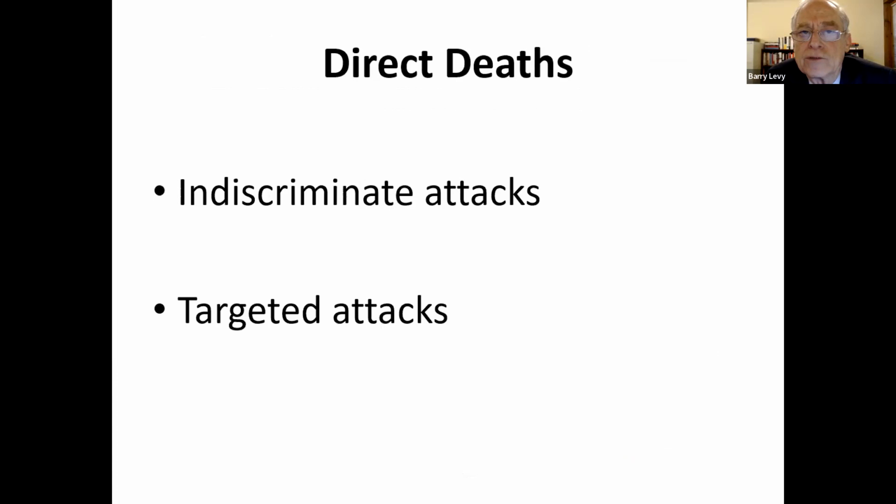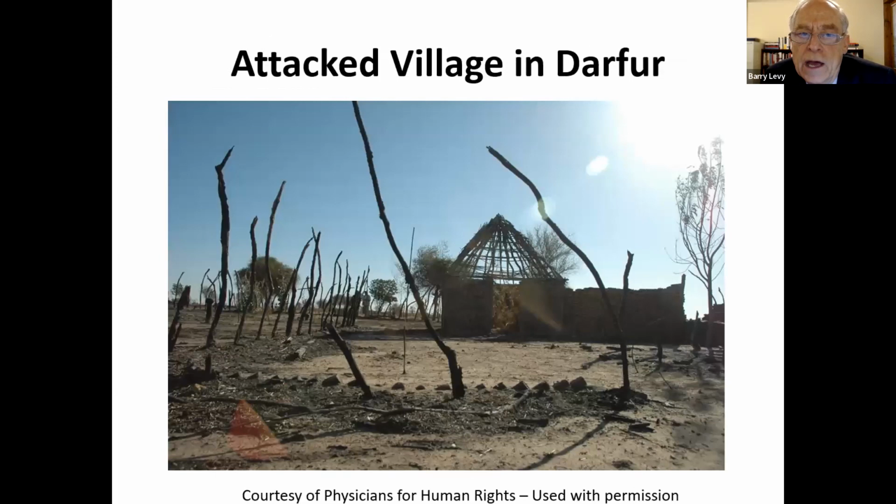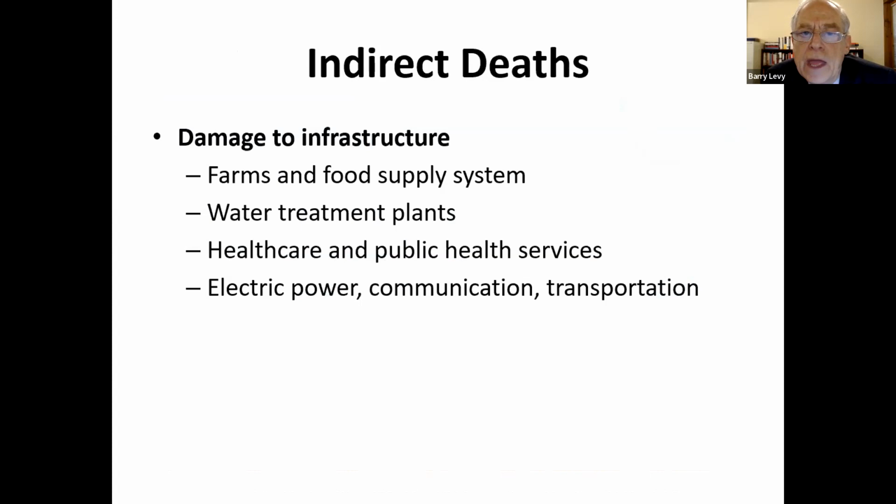Here's a picture of a village that was attacked in Darfur, a picture from Physicians for Human Rights showing the aftermath of that targeted attack on civilians. Indirect deaths occur as a result of both damage to infrastructure, as shown here, farms, the food supply system, water treatment plants, healthcare and public health services, and electrical power, communication, and transportation networks. But they also occur as a result of displacement. And a few illustrations of what I'm talking about here.